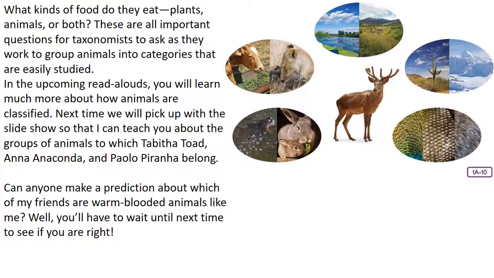What kind of food do they eat? Plants? Animals? Or both? They are all important questions for taxonomists to ask as they work to group animals into categories that are easily studied. In the upcoming Read Aloud, you will learn much more about how animals are classified.